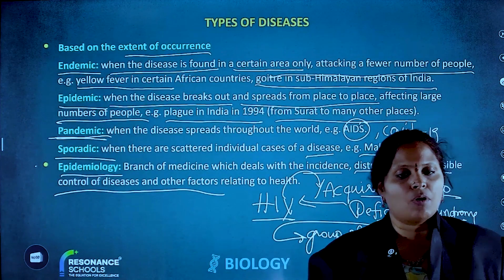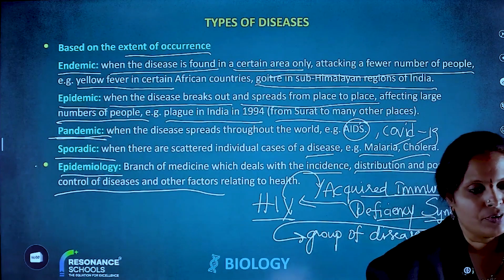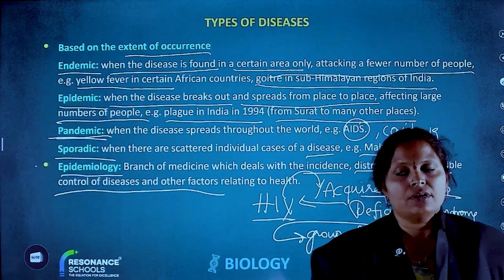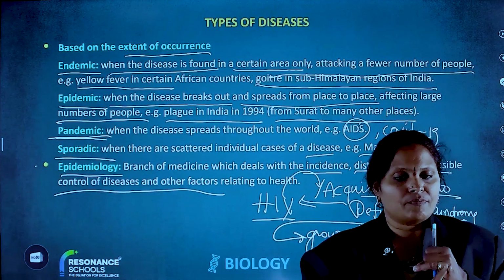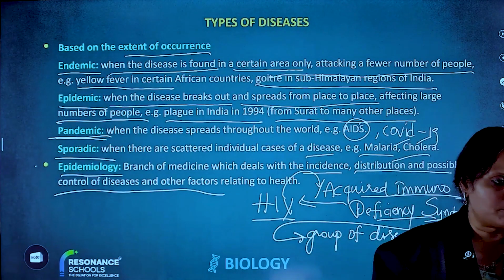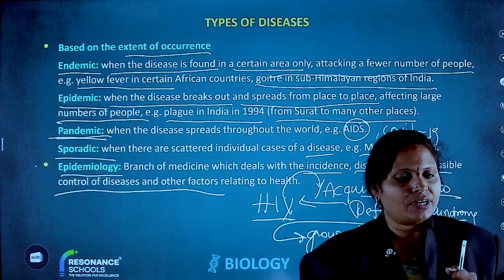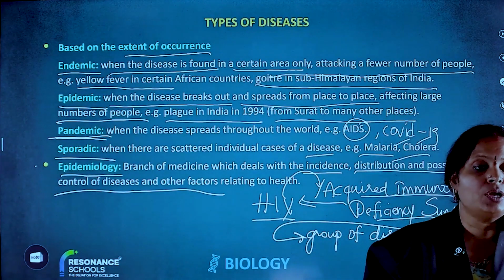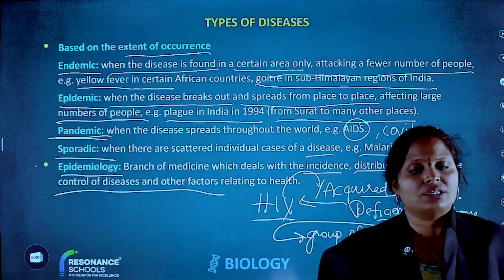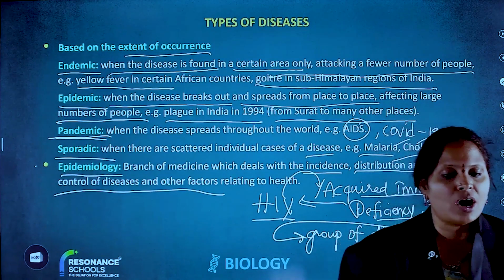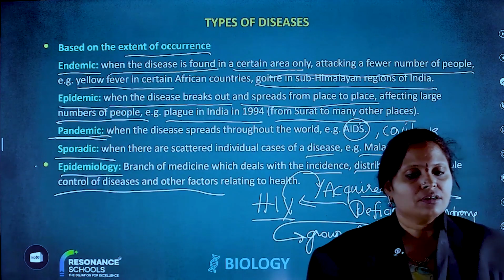For example, COVID-19 epidemiology. Where it occurs, where the incidents are seen, what the symptoms are, how many are affected by it, and how we can cure the disease. These all come under epidemiology, children. Do you understand?